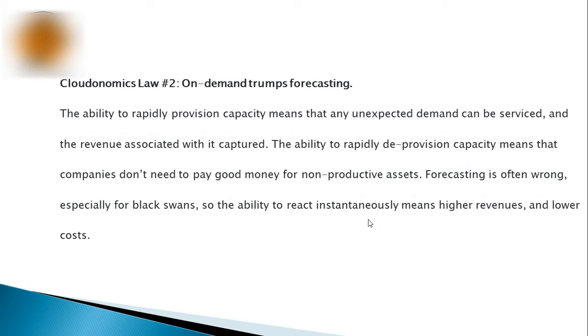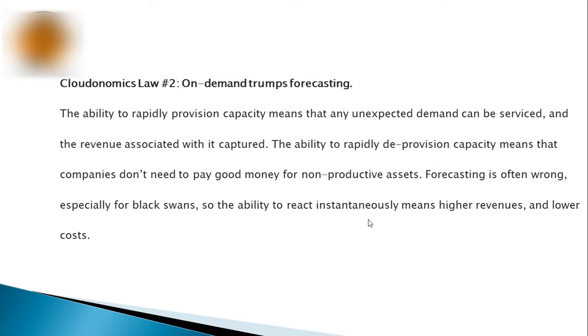Next is the second law, that is, on demand trumps forecasting. Now what does it mean? The on-demand nature of your cloud helps you avoid forecasting, because most of the time, when you try to forecast something in the future, it might be incorrect.